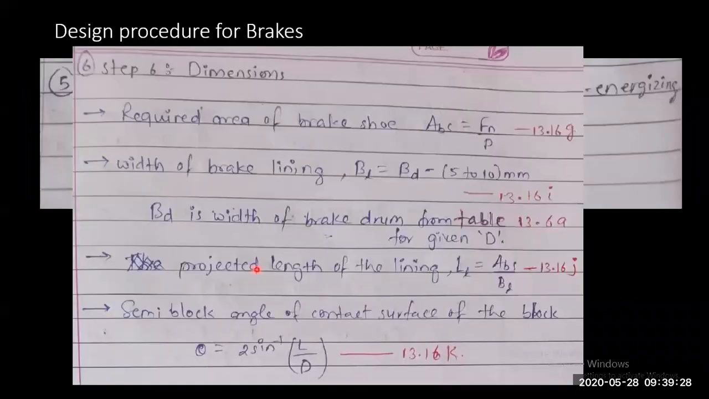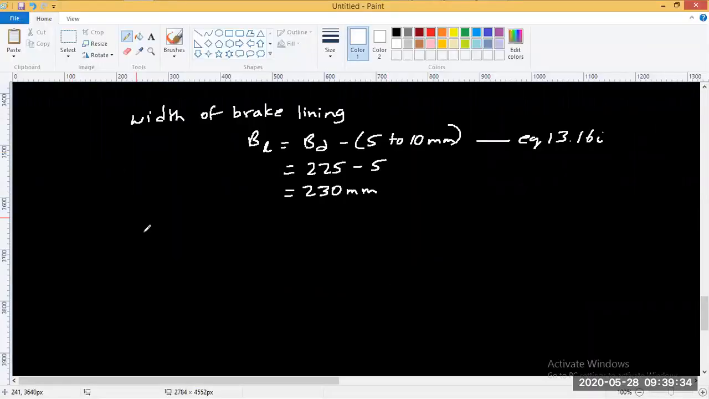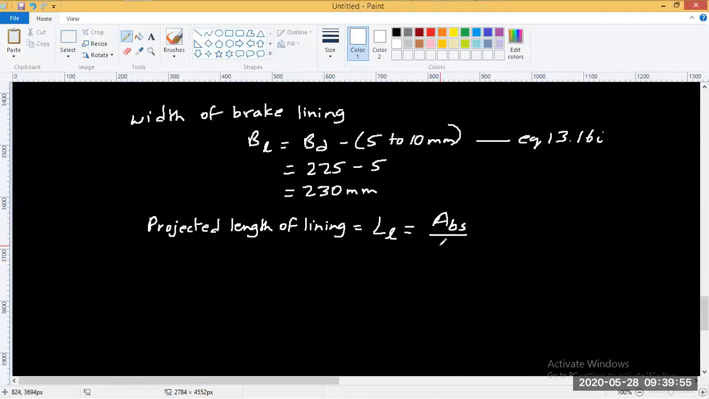The next dimension, brake length, the projected length of lining. So the projected length of lining, let's say this is given by L, given by A by BL. That is the area of contact over the brake lining width. Okay, so this is equation 13.16j.